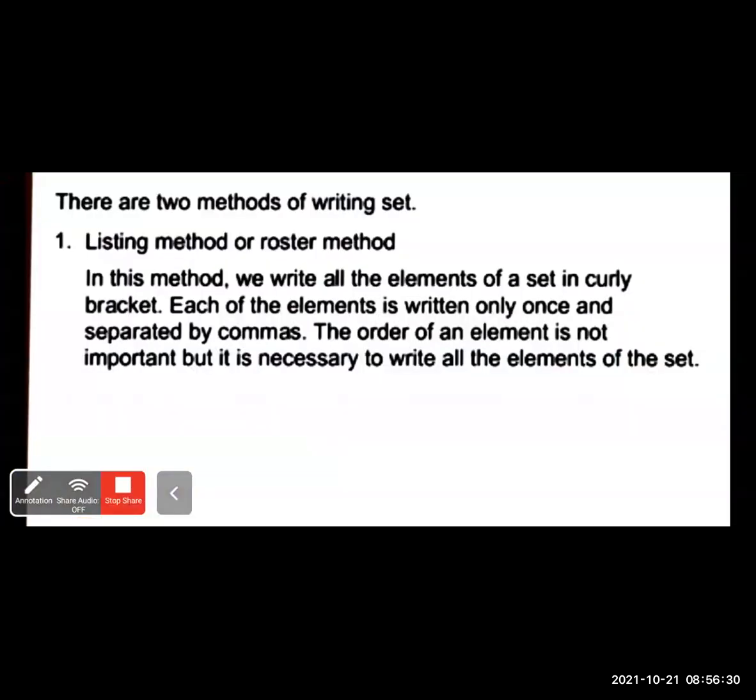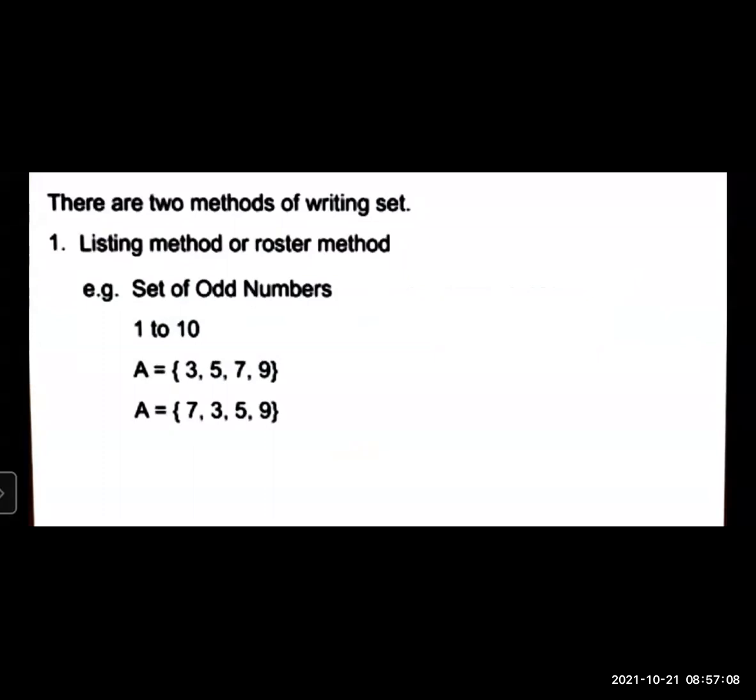Now there are two methods of writing sets: the listing method or roster method, which are both the same, and the second method, the rule method or set builder form. In the listing method, we write all the elements of the set in curly brackets, each separated by commas. An element should not be repeated twice. If an element comes more than once, it is necessary to write it only once. Let's take some examples.